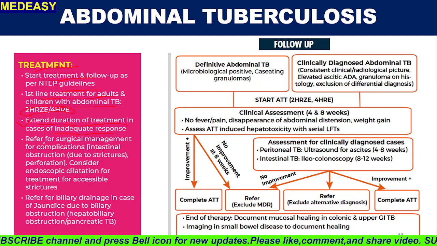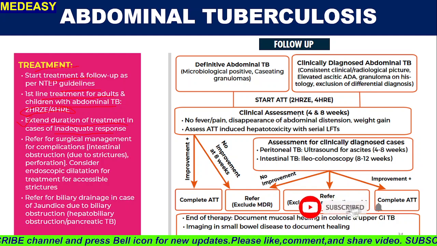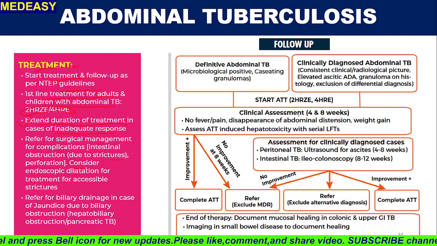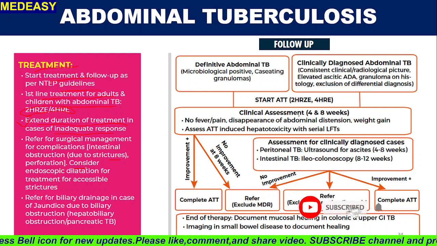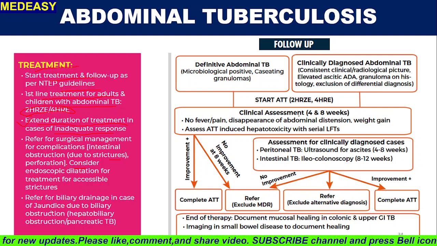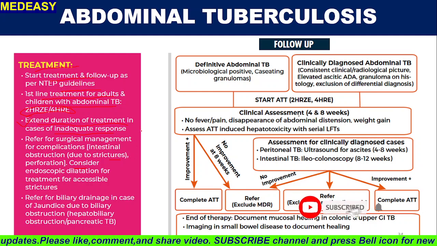And sometimes the patient needs surgical management for complications like intestinal obstruction that may be due to strictures, and due to perforation. So you also take a call, take help of your surgical fellow if the patient develops a complication on treatment. And refer for biliary drainage in case of jaundice due to biliary obstruction. So obviously biliary drainage is needed in case of biliary obstruction.